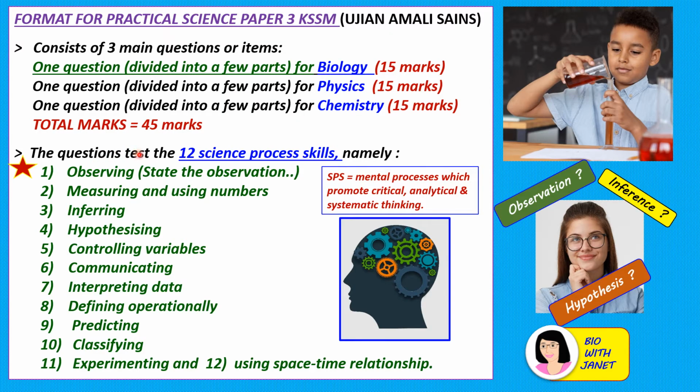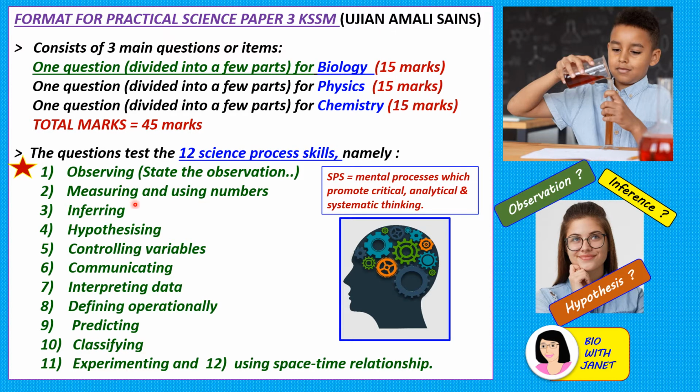So the questions in the question paper, for example, for biology, will test your science process skills, whether you have these science process skills and whether you can use them to answer the questions. They are called the SPS, science process skills. They are mental processes which promote critical, analytical, and systematic thinking. Examples are observing. In the paper, it will state it this way: state the observation for the experiment. One observation, for example.